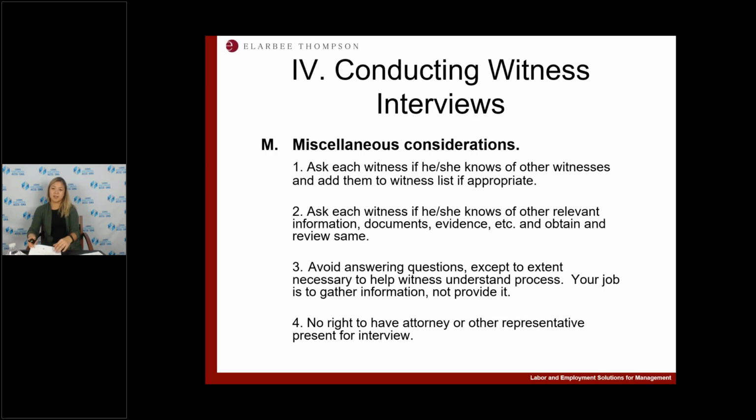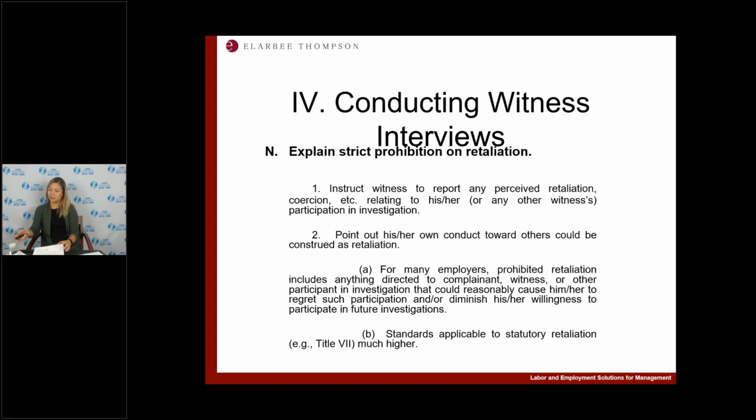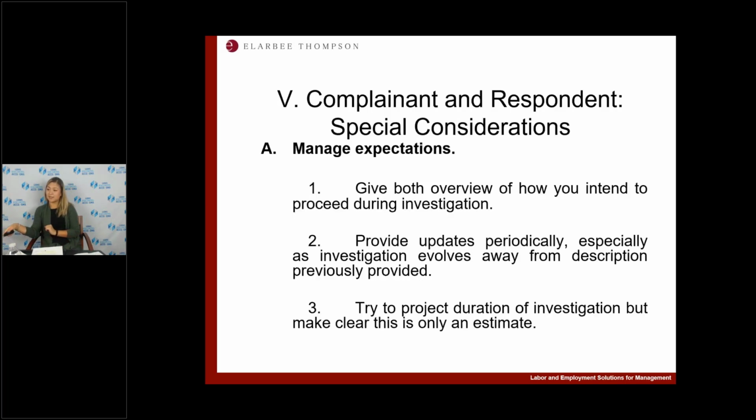And then, of course, at the end, you need to go into retaliation. Explain retaliation is not allowed against them, and also that they are not allowed to participate in retaliation. All right, and again, I said that managing expectations is an overarching theme. So you want to give an overview of the investigation process. For complainants, you want to give updates, sometimes depending on how long your investigation is taking.